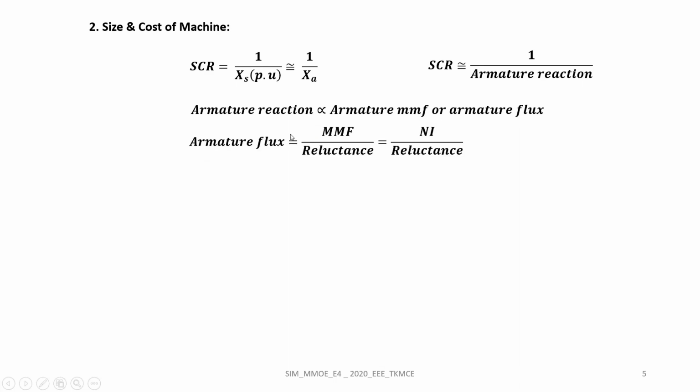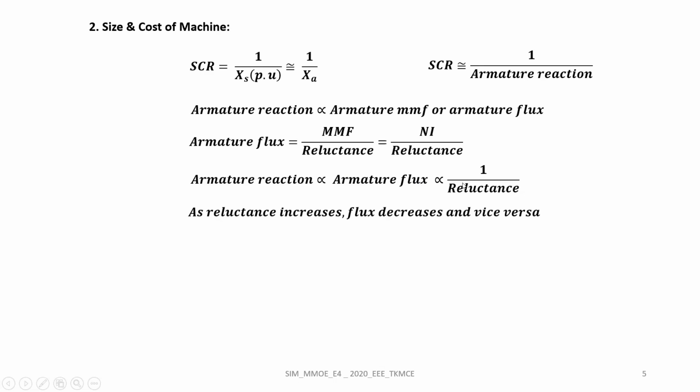What is armature flux? Armature flux is equal to MMF by reluctance, which is equal to N into I by reluctance. So we can say that armature flux is inversely proportional to reluctance. Armature reaction and armature flux are inversely proportional to reluctance. So as reluctance increases, flux decreases. As flux is decreasing, armature reaction is decreasing.